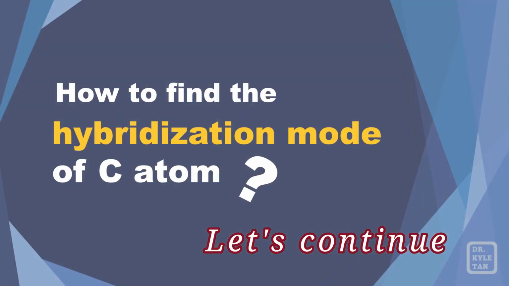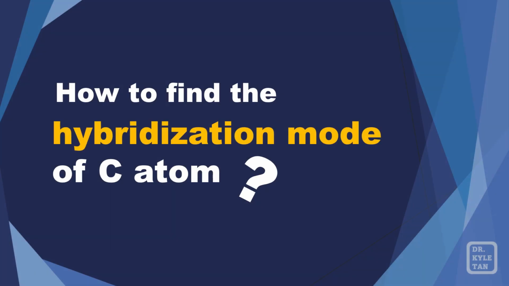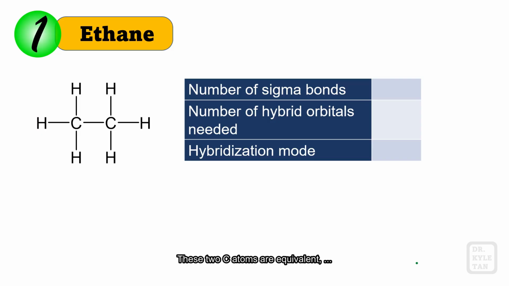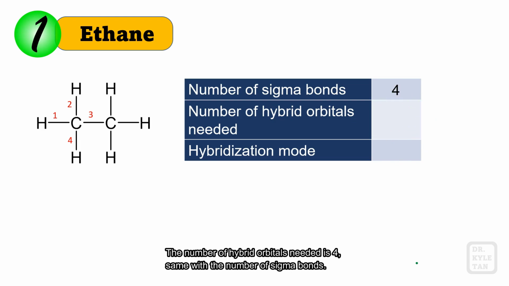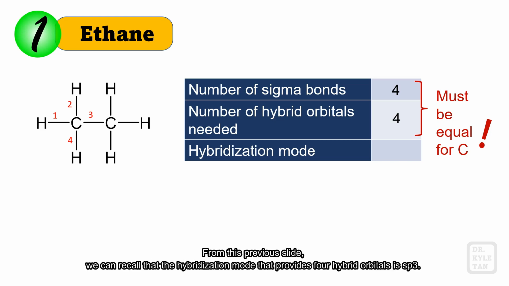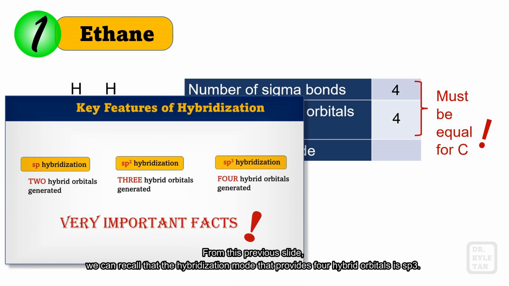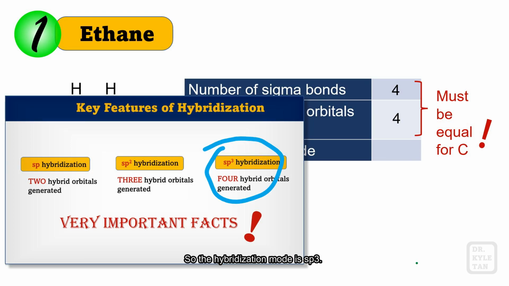Let's continue. How to find the hybridization mode of C atom. These 2 C atoms are equivalent, so they have the same hybridization mode. The number of sigma bonds is 4. The number of hybrid orbitals needed is 4, same with the number of sigma bonds. From this previous slide, we can recall that the hybridization mode that provides 4 hybrid orbitals is sp3. So the hybridization mode is sp3.